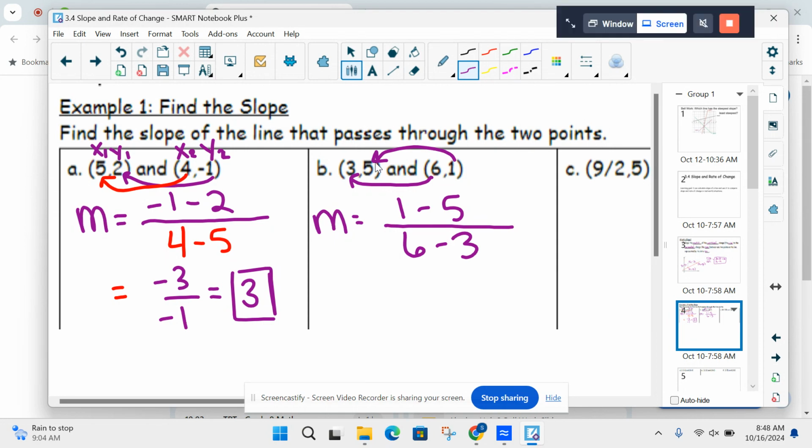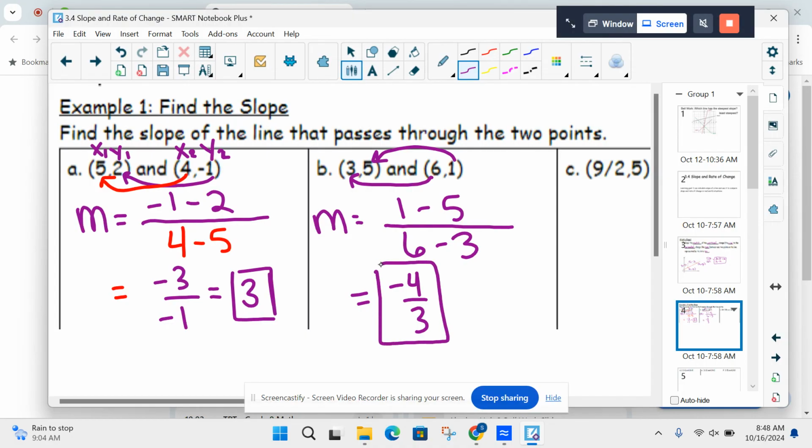Some of you, it'll help to draw the arrows to make sure that you're subtracting the right numbers. You don't want to subtract the coordinates, like you don't want to do 1 minus 6. You don't want to do 1 minus 3. You want to do 1 minus 5. Okay, so then that would be negative 4 over 3. Since negative 4/3 doesn't simplify, you could just leave it like that.